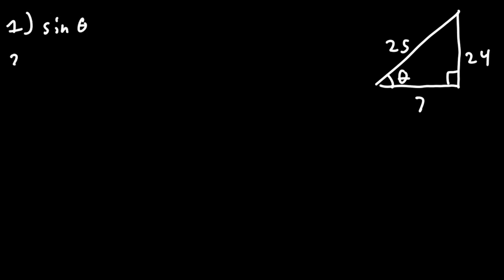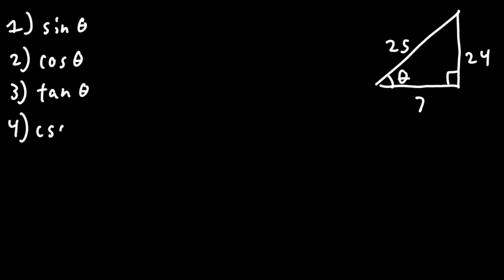That's our final answer. Here's a few practice problems for you to work on. Let's use a 7, 24, 25 right triangle for this problem. Solve for sine of theta, cosine of theta, tangent of theta, cosecant of theta, secant of theta, and cotangent of theta. Feel free to pause the video to work on these problems.